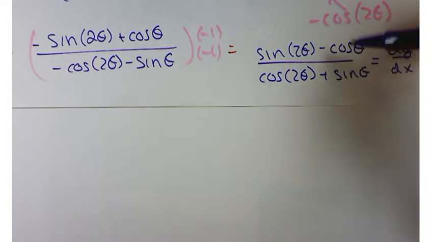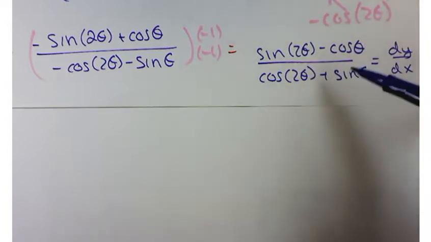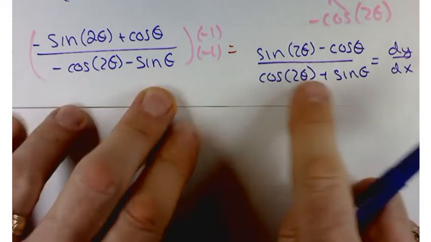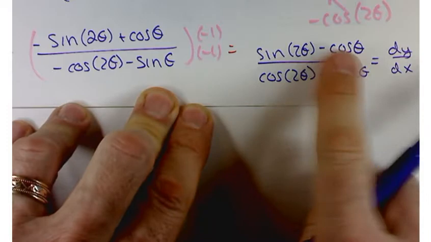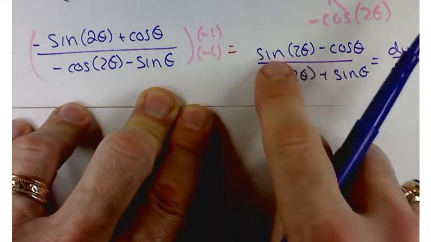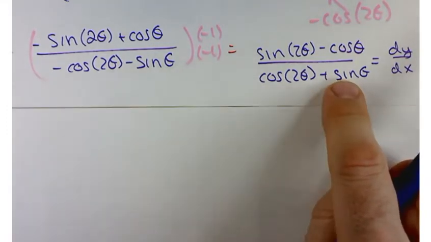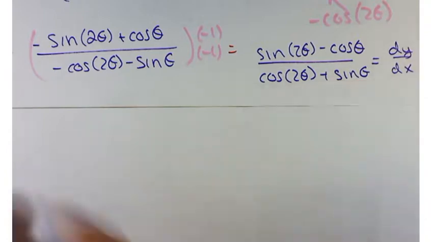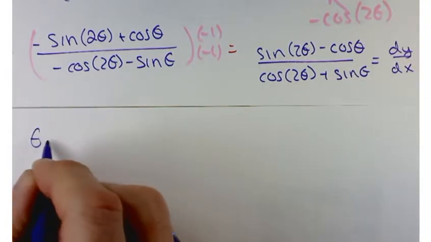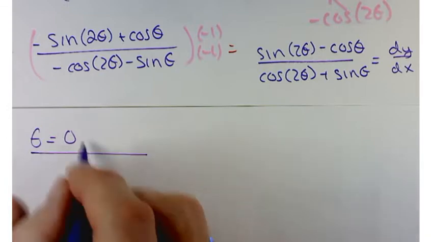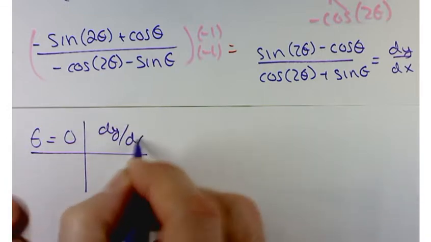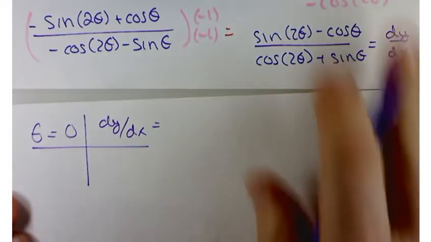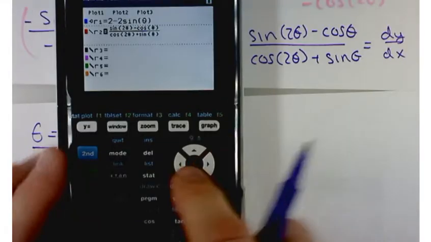The first one was at 0. We can almost do some of that in our head, right? Because cosine of 0 is going to be 1. Cosine of 0 is 1, but I'll have a negative 1 in the numerator. These two disappear. I should get negative 1 at theta equal 0. So at theta equals 0, dy by dx should be negative 1.